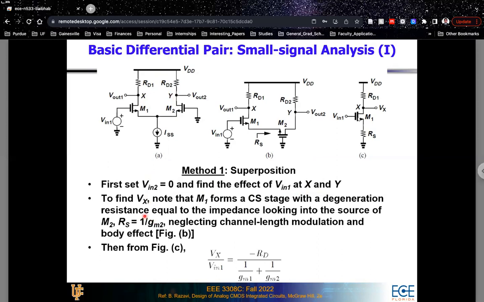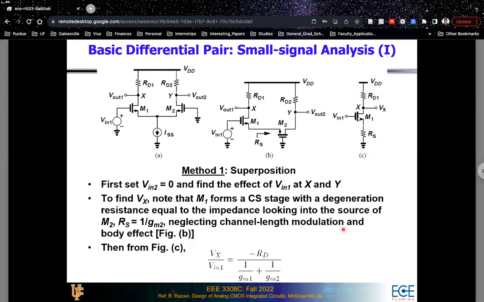Now to find Vx, you'll see that your M1 transistor will form a common source stage with a degeneration resistance. So your M1 transistor is over here. You're applying your input at the gate of the M1 transistor. Your output is at the drain of the M1 transistor. But the M2 transistor is connected at the source of your M1 transistor, and that works as a degeneration resistance. The resistance looking into the source of the M2 transistor is 1 upon GM2. And that would be the degeneration resistance RS for this particular circuit.